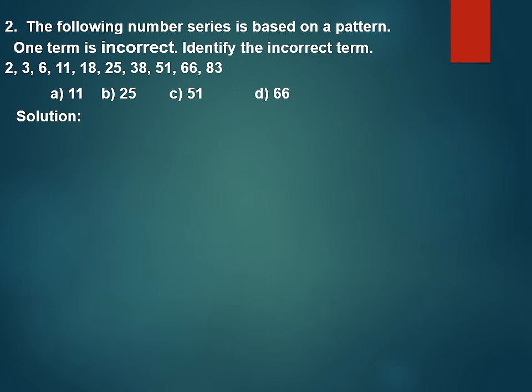Before I show you the solution, let us see. We have a number 2. Then we have 3, then we have 6, then we have 11, then we have 18. If you see the pattern, 2 plus 1 is 3, 3 plus 3 is 6, 6 plus 5 is 11, 11 plus 7 is 18. So what should be the next number we have to add? We have to add 9 and the number should come 27. But what is coming here?